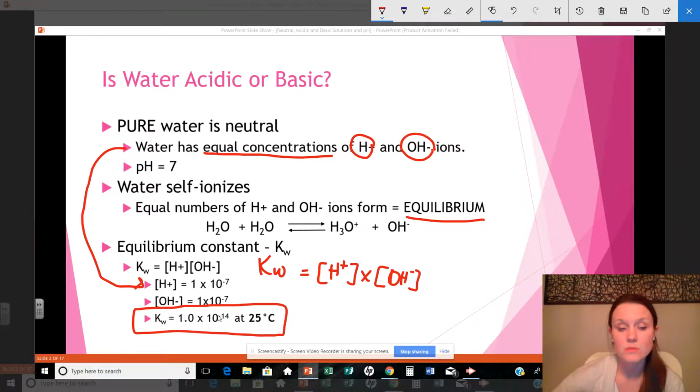As long as you understand that we get this number, 1.0 times 10 to the negative 14th, when we multiply the hydrogen times hydroxide concentration, you're good to go. Later in our PowerPoint notes, we're going to unpack this number a little bit, and you're going to see how we use our equilibrium constant in acid and base calculations. But I just wanted to explain where we get that number from.